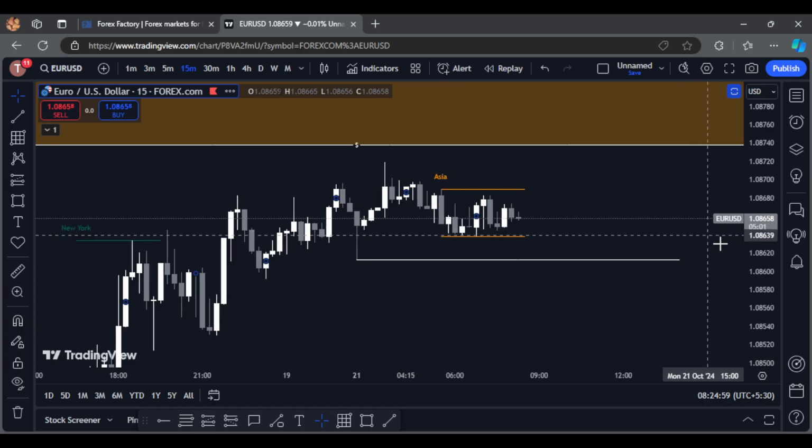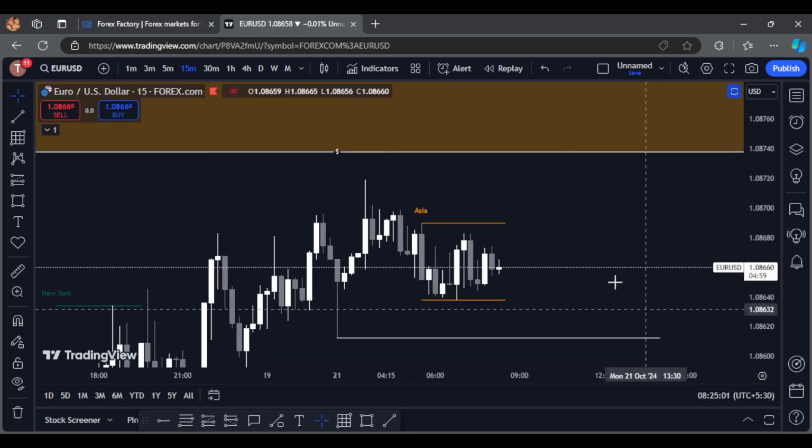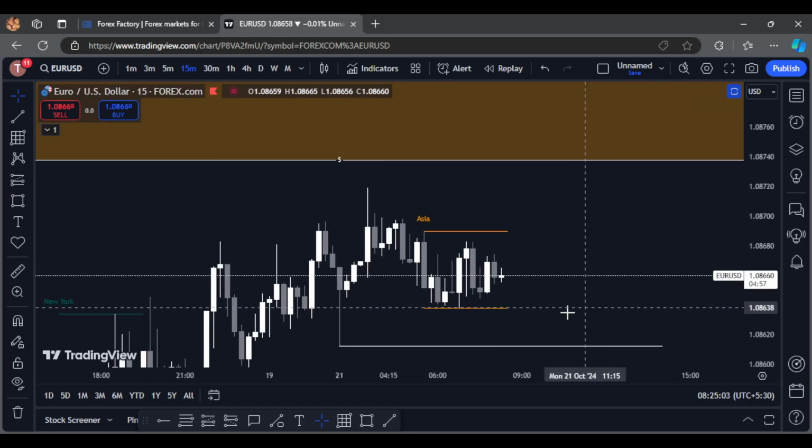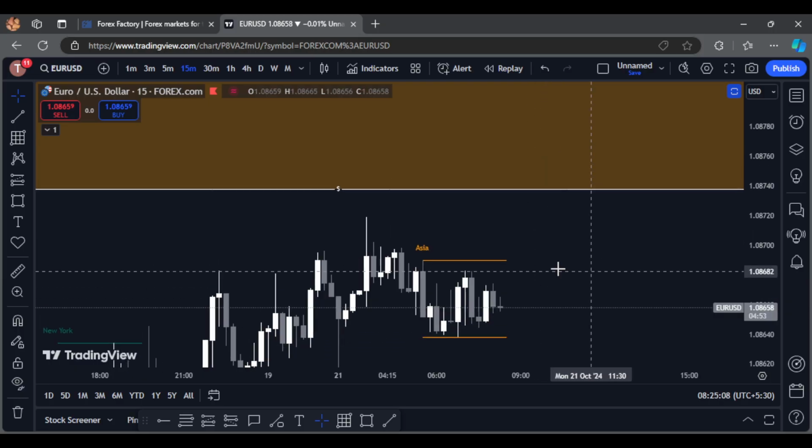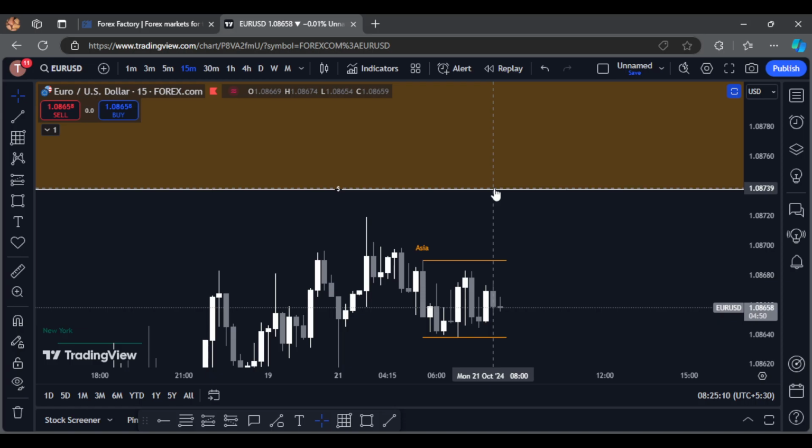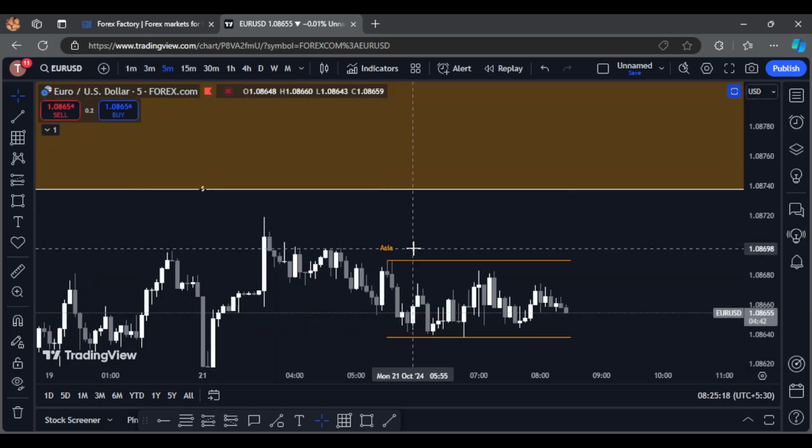So for today's bias, I'm anticipating that most likely we are going to sweep the Asia low and then we are going to take this high. Then only we can see a further response into the downward side. So let's move to the 5 minutes to define the bias.